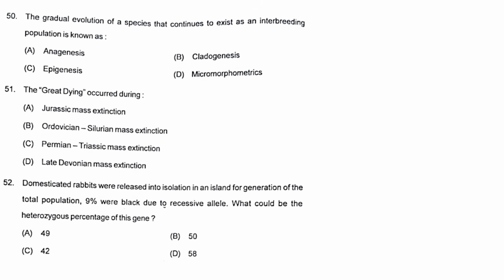Next question, question number 52. Domesticated rabbits were released into isolation on an island. For generations, of the total population, 9% were black due to a recessive allele. What could be the heterozygous percentage of this gene? This is a simple question from Hardy-Weinberg equilibrium. You need to remember two formulas. One is P plus Q is equal to 1. Second one is P square plus 2PQ plus Q square is equal to 1.